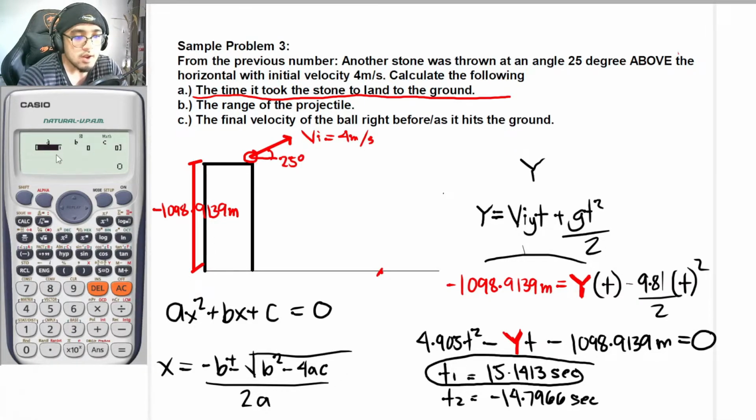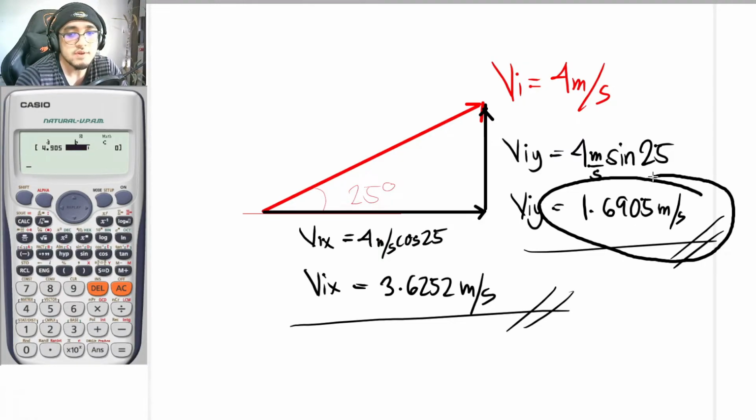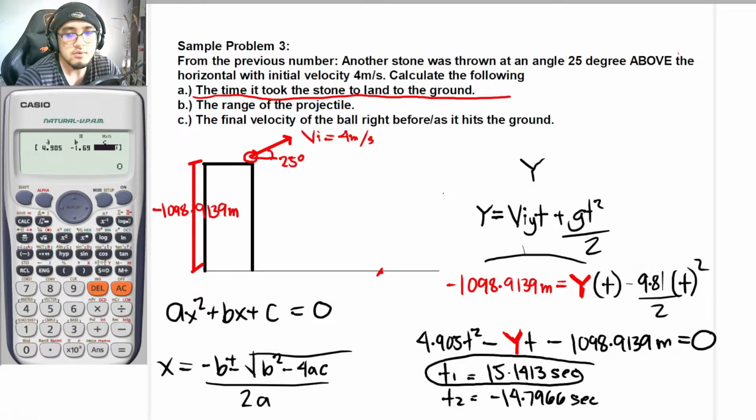Your calculator would ask you the value of your A, B, and C. For your A, this is now 4.905. And for your B, this is now negative 1.6905. But I have stored this in my calculator in alpha y. So this is basically negative 1.6905 here. As you can see here, negative 1.6904730047. And as for C, that is now equal to negative 1098.9139.